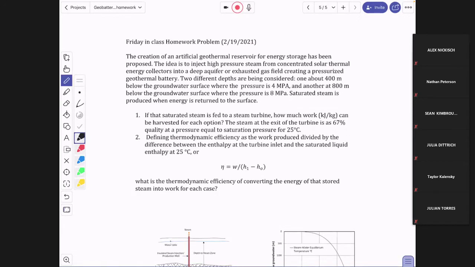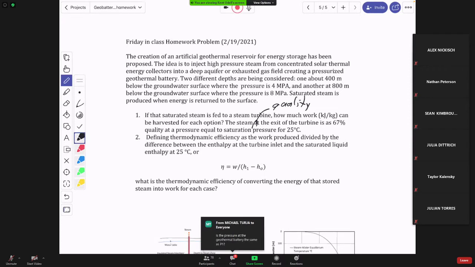Steam at the exit of the turbine. The quality. Steam quality at the exit of the turbine is 67%, at a pressure equal to the saturation pressure for 25 degrees C, right? So you want to be doing that for those two different cases.